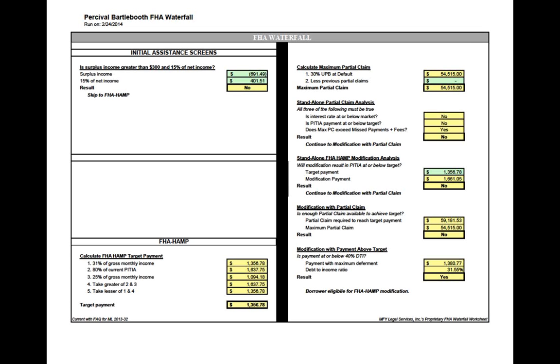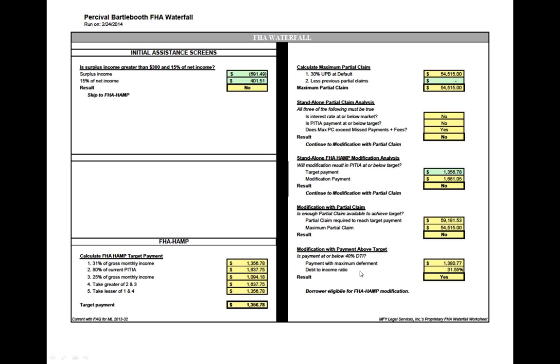So now the question here is we re-amortize and capitalize, we adjust the interest rate to the market rate, and we add the entire partial claim that we have to the mortgage to try to bring the payment as low as we possibly can within the FHA framework. And then we have to figure out where we are with regard to the borrower's income. So here, you'll notice on this step, there's only about $5,600 difference between this. There's not a lot of difference here.